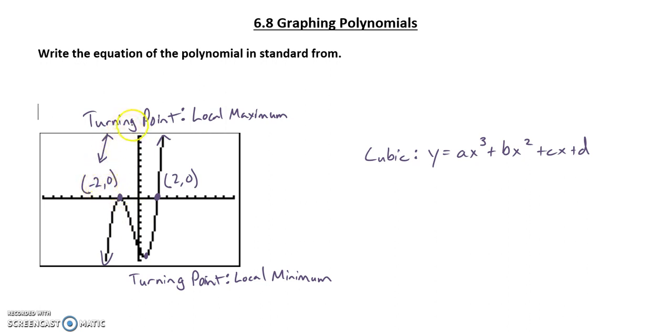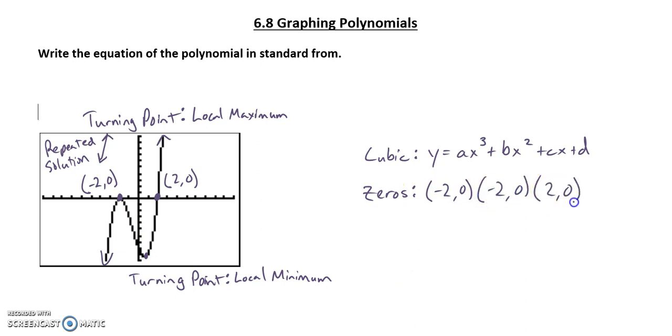Whenever I have a 0 that is also a turning point, I get what is called a repeated solution. If you want to think of it this way, my polynomial crosses the x-axis on the way up and on the way down before it crosses the x-axis one more time. So I actually have 3 zeros for this polynomial: one at -2, another one at -2, and one at +2.